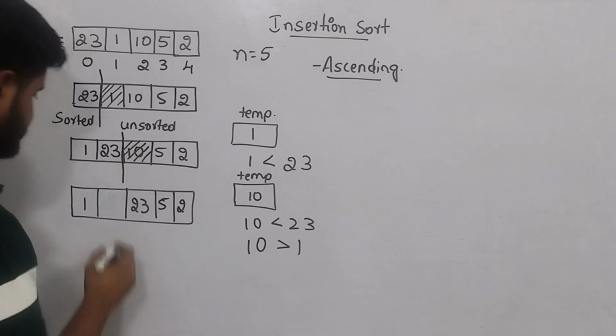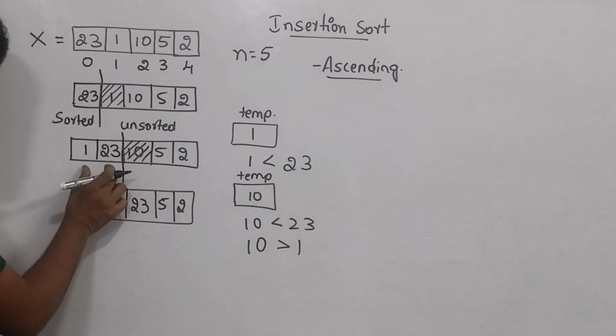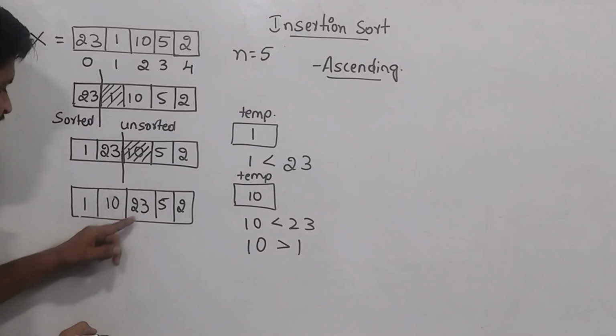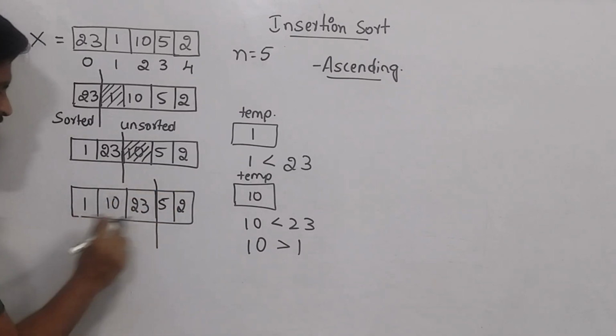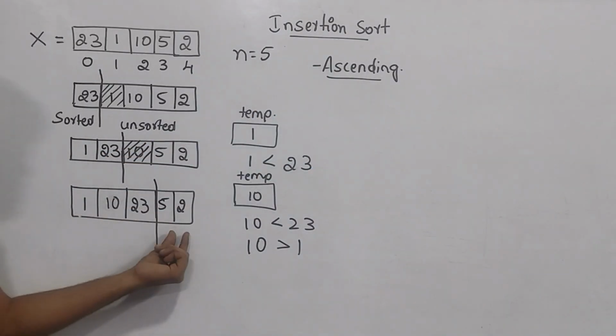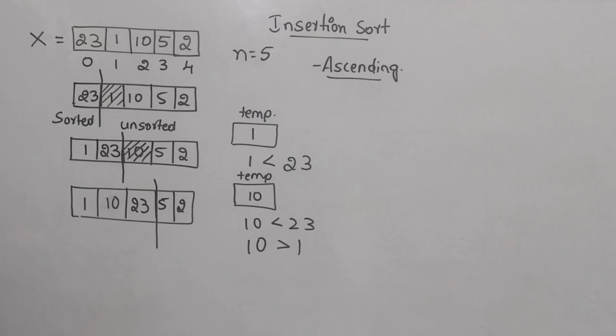Otherwise, you will keep it as it is. So now there is no element to compare, so you will keep the temporary value here. 1, 10, 23. This is in the increasing order, that is the ascending order. This is the sorted sublist. These two are remaining in the unsorted sublist.